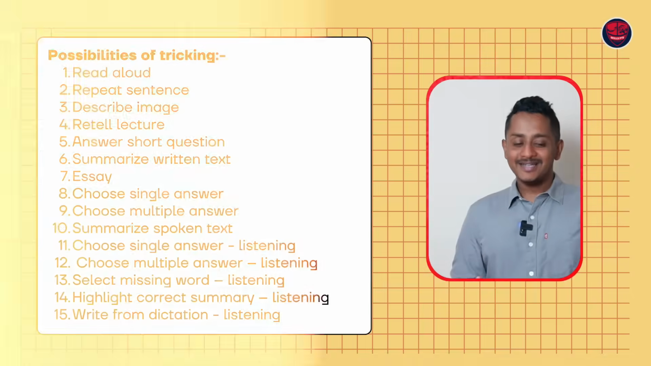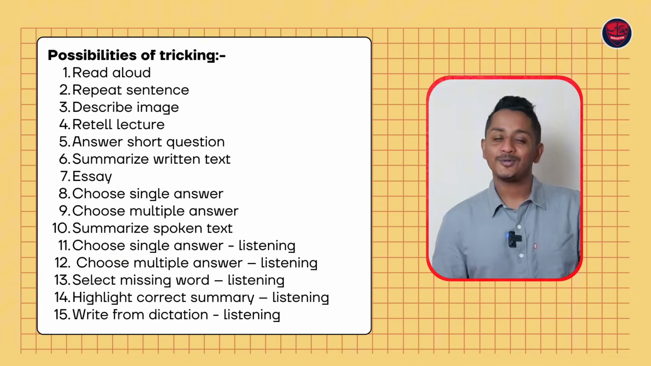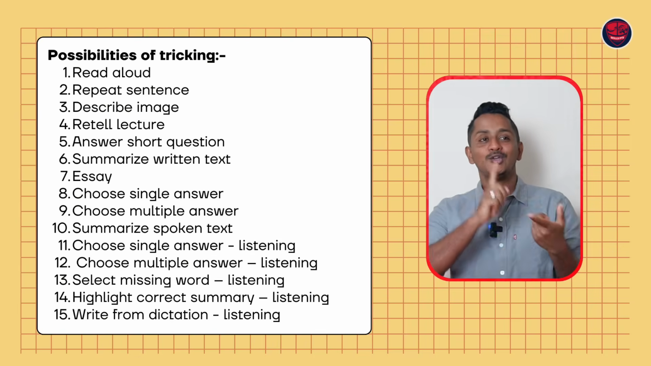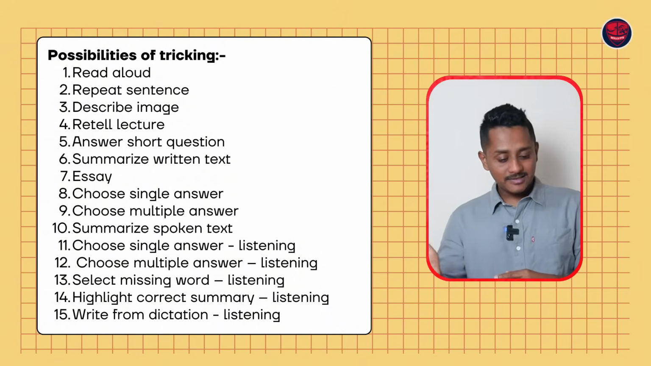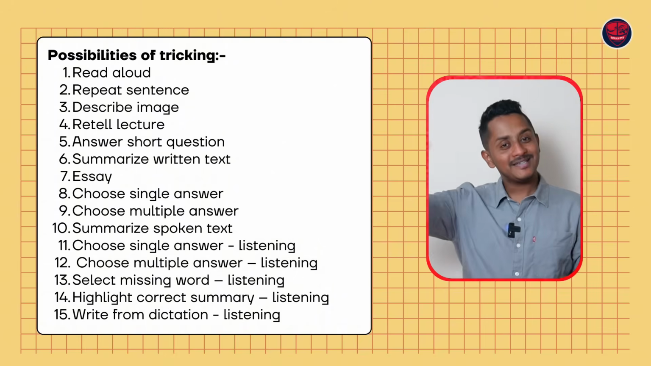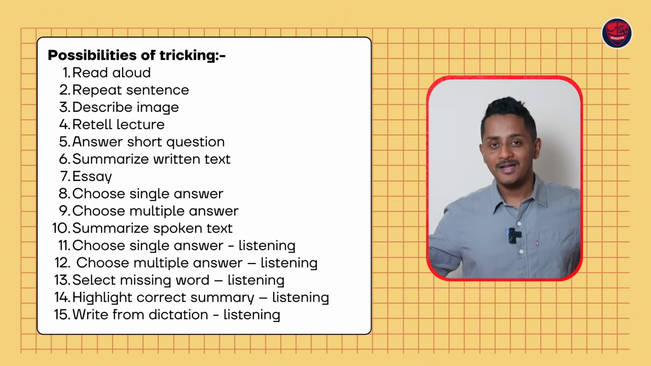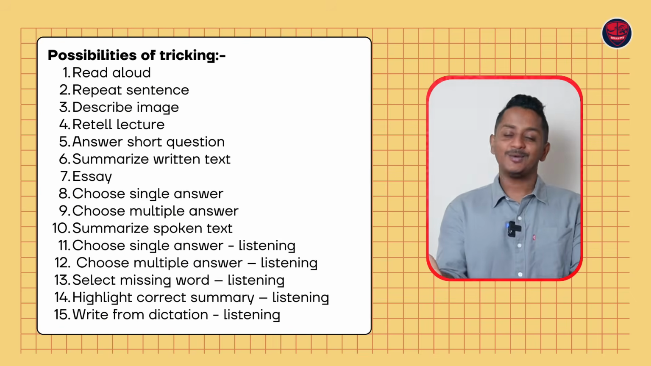Let's start with the very first module, read aloud. When I say read aloud, it's not exactly completely tricking the software, but there are some tricks that exist using which you can quickly get a very good score. Next is repeat sentence, then comes describe image, retell lecture. Yes, you can trick. Answer short question, essay, summarize written text, choose single answer, choose multiple answer in the reading section, summarize spoken text in the listening section, choose single answer, choose multiple answer, select missing word and highlight correct summary in the listening section, and write from dictation. These are the 15 modules wherein, yes, I have tricked. I'll explain to you how to trick as well.